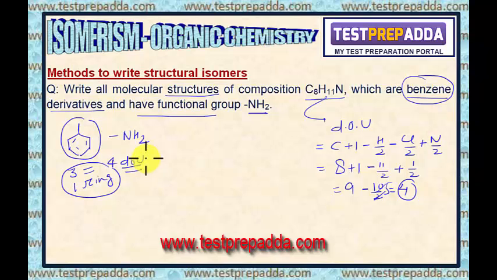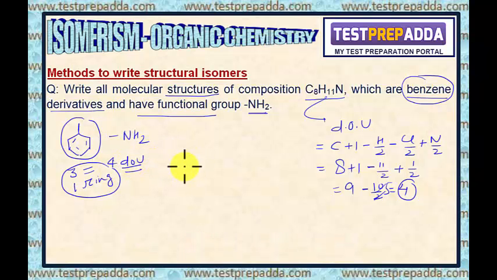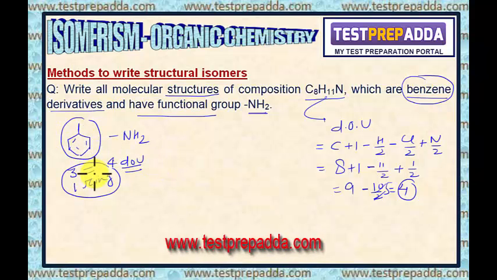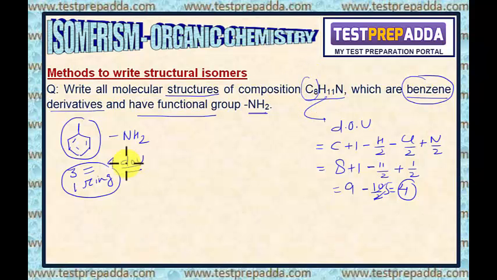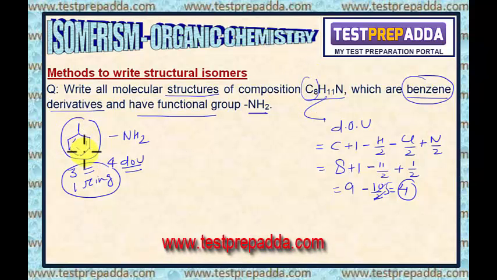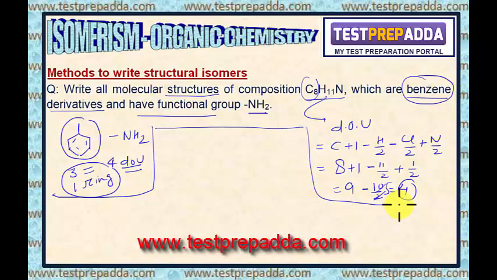So we will not write any other double or triple bond or ring. My point is clear. So benzene itself contains 4 degrees of unsaturation. So all the degrees of unsaturation are in the ring only. But the total number of carbon atoms is 8, while the benzene ring contains 6 carbon atoms. So first, what will you do? Basics. Carbon skeletons you have to write.